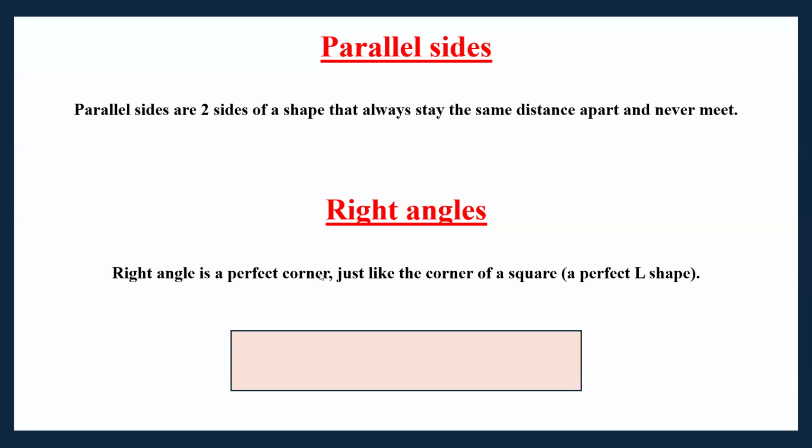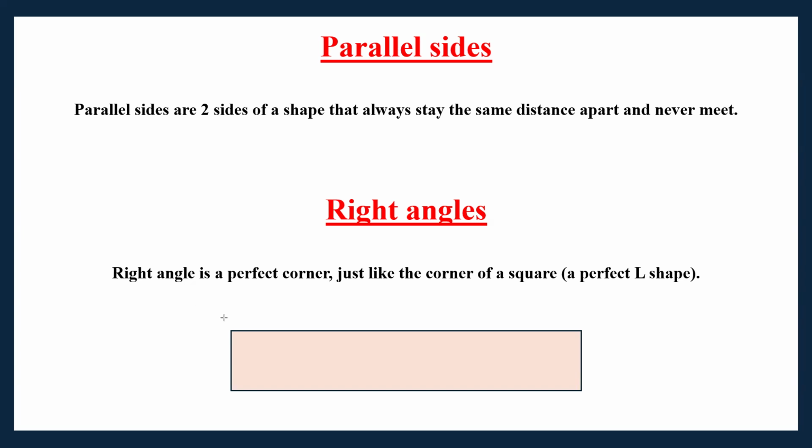Now, before we go any further, in order to be able to identify any quadrilateral, we need to know two very important things: parallel sides and right angles. So let's start by talking about parallel sides. So parallel sides are two sides of a shape that always stay the same distance apart and never meet. Okay, so let's take a look at the rectangle below.